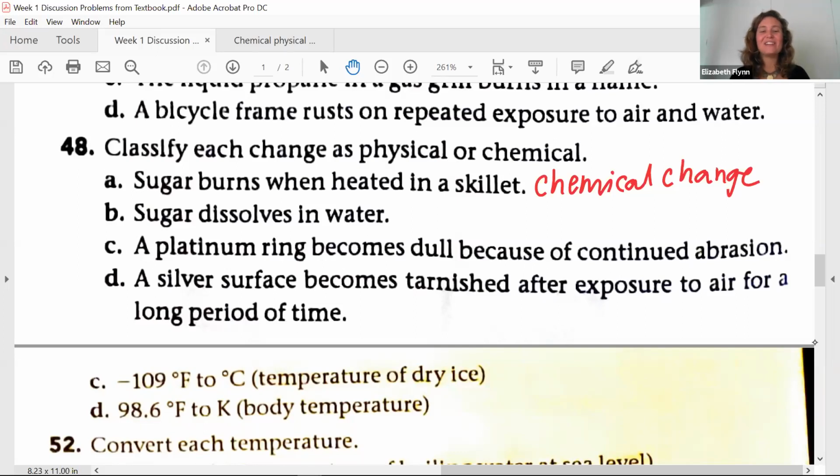Oh, what about sugar dissolving in water? We saw this one. We should know this all, right? Yeah, that was the physical change, right? Because the sugar molecules don't change composition, they stay intact.